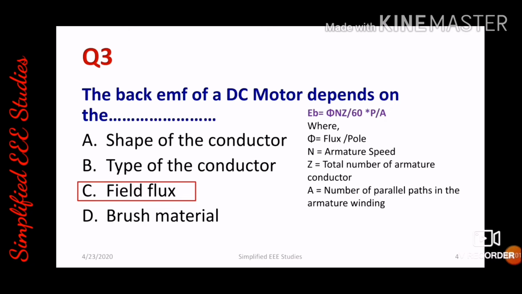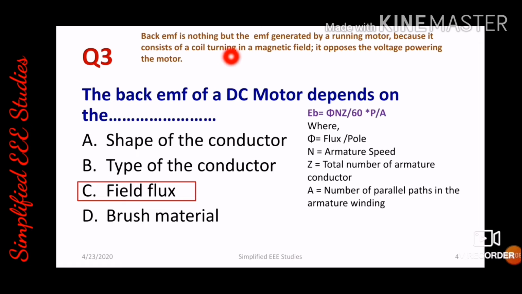Now let's have a brief discussion on back EMF. What do you mean by back EMF? What is the importance of back EMF? Back EMF is nothing but the EMF generated by a running motor, because it consists of a coil turning in a magnetic field. It opposes the voltage powering the motor. As you know, whenever a current carrying conductor is placed in a magnetic field, it experiences a force. That's the working principle of a DC motor. So for the armature conductor, there will be a production of EMF. That particular EMF is generally known as back EMF.